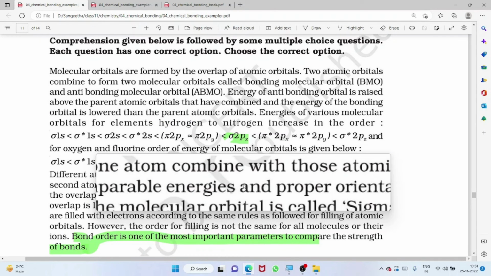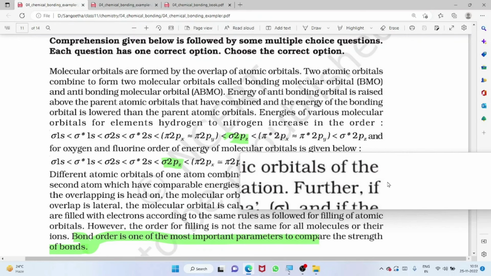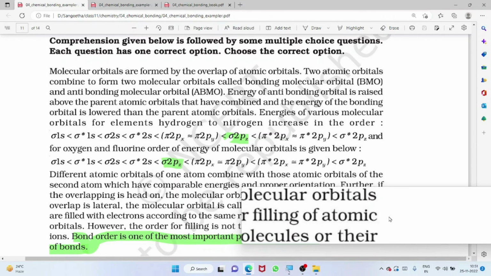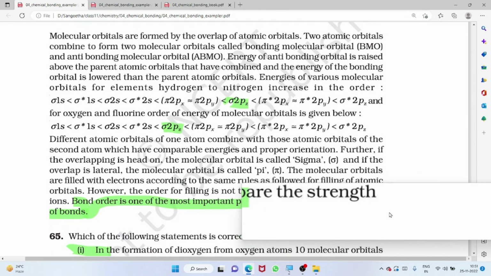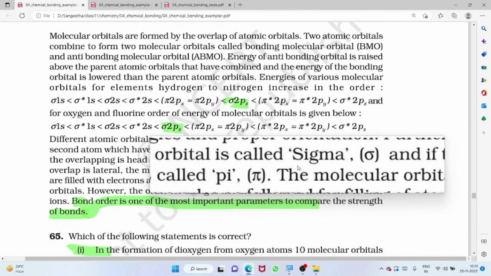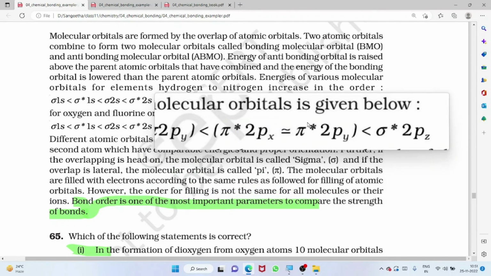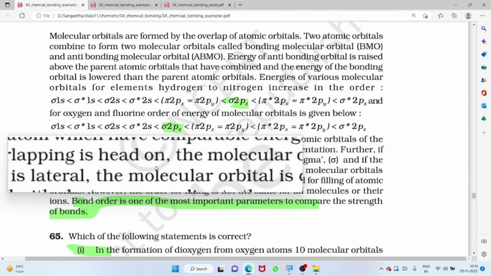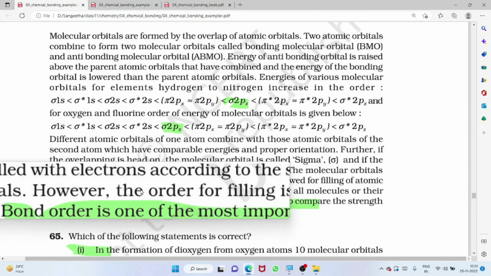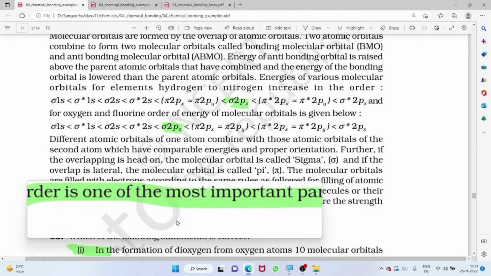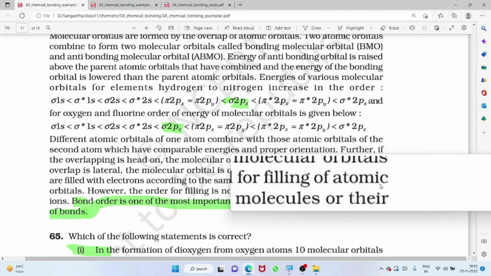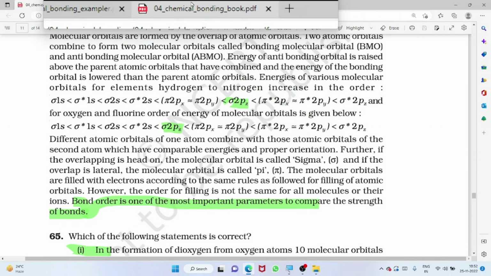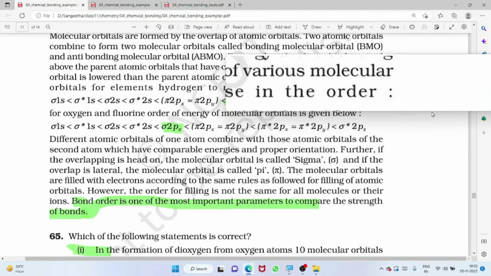Here we have given some examples. Molecular orbitals are formed by the overlap of atomic orbitals, and two atomic orbitals combine to form two molecular orbitals: a bonding molecular orbital and an antibonding molecular orbital. The same number will be formed. They have given the energies of the various molecular orbitals for elements hydrogen to nitrogen in increasing order. So this is for nitrogen, and this is for oxygen and fluorine. That is mentioned in the book also.